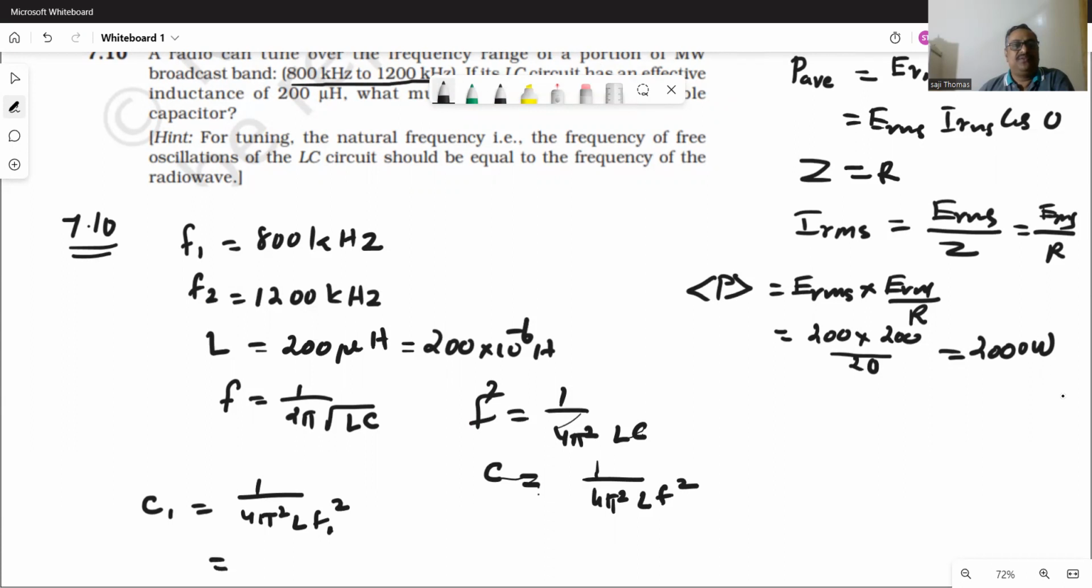So on putting the values, what you are getting? 1 by 4 pi square L. L is 200 into 10 raised to minus 6, into F1. What was F1? 800 kilohertz. Convert kilohertz into hertz: 800 into 10 raised to 3, the whole square. You have to simplify. So do the calculation yourself and find the answer.